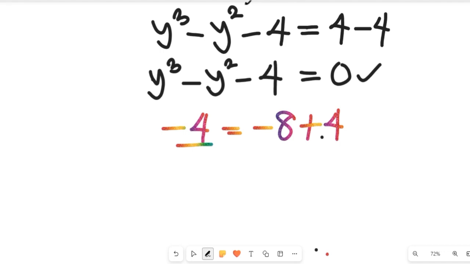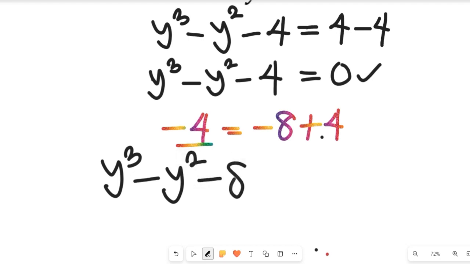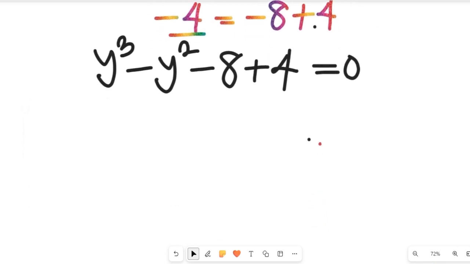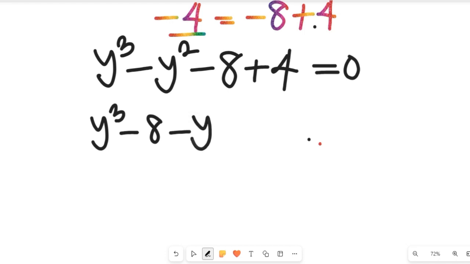If we use this method, we're going to have this to now become y to the power of 3 minus y to the power of 2 minus 8 plus 4, and this will be equal to 0. Great. Now, we are going to simplify this. To simplify this, we are simply going to have this as y to the power of 3 minus 8, right? Minus y to the power of 2 plus 4, and this will be equal to 0.